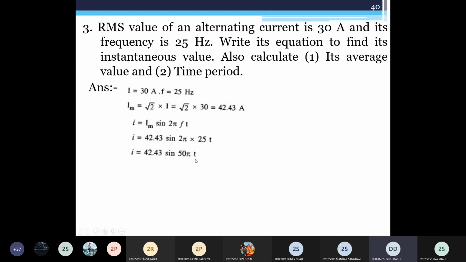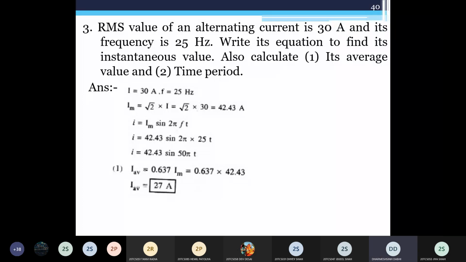All of you get this answer? Yes or no? Yes, sir. That is the equation of instantaneous value. Now what is the average value? 27.02. Okay, which equation do you use? 2 Im by pi. Yes, average value of sinusoidal alternating quantity is 2 Im by pi. Im we already calculated, 42.43. So the answer is 27 ampere. Average value of current is 27 ampere.